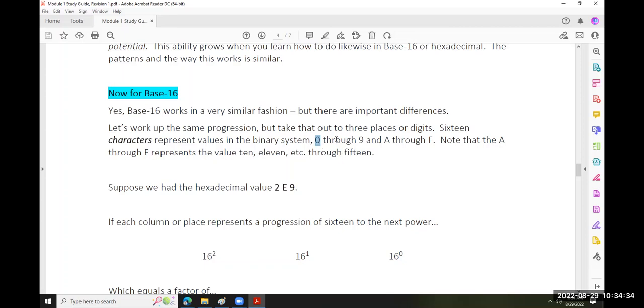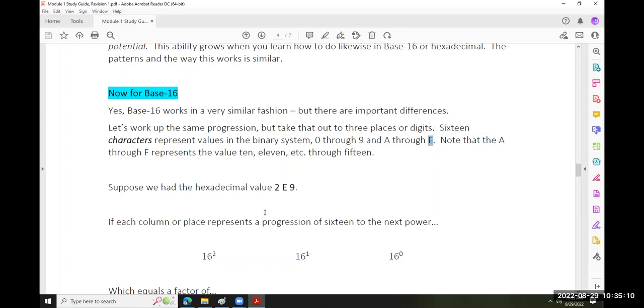Arabs came up with 0 through 9. So these are Arabic numerals. And actually, that is an amazing contribution. But the problem is that we just have 0, 1, 2, 3, 4, 5, 6, 7, 8, 9. And when we get to 10, if we're dealing with a base 16 number system, we have to have some way of representing 10. And 11 would be B, 12 would be C, 13 would be D, 14 would be E, and 15 would be F.